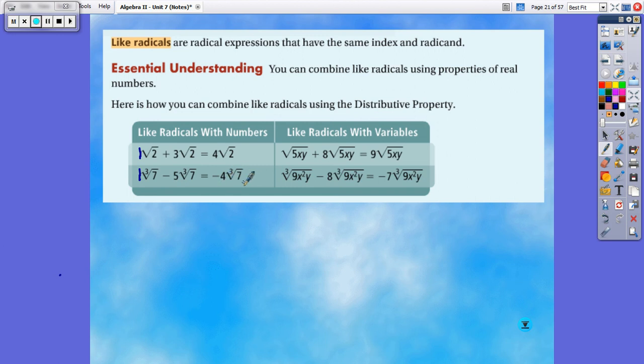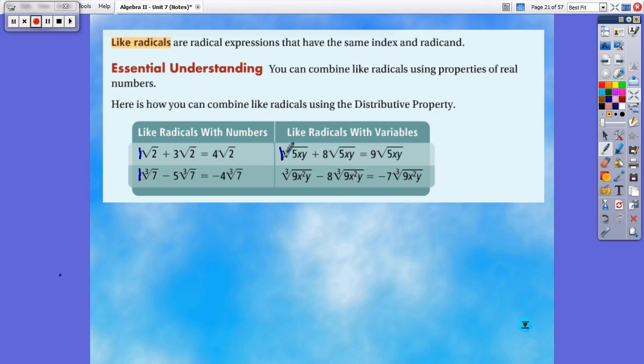So sometimes I like to think of them in terms of something else. So in this case, think of the cube root of 7 as like a car. So in this case, I have 1 car minus 5 cars, I get negative 4 cars. Just make it some arbitrary thing so that way you can kind of understand. That's really easy to add and subtract them.